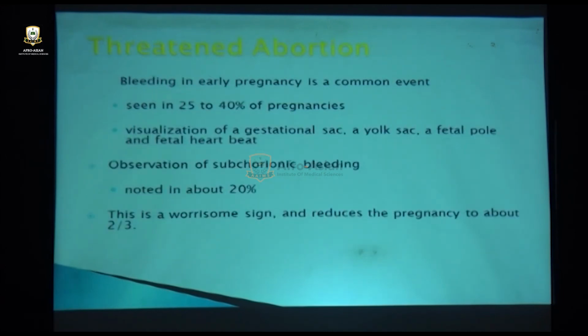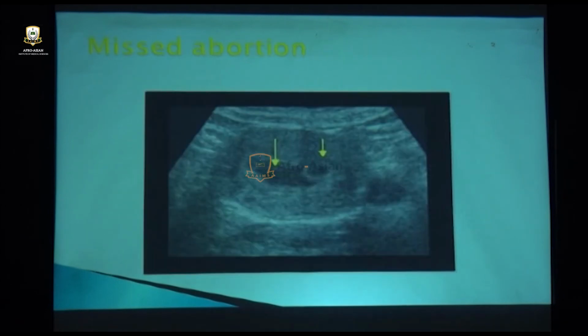Okay. Threatened abortion. Very often a patient starts bleeding in pregnancy, so in the first trimester you also have to look for threatened abortion. This happens in 25 to 40% of pregnancies. And observation of a subchorionic bleed, which I have already shown you, is a worrisome sign and reduces the pregnancy to about 2/3. That is, only 2/3 of pregnancies remain if this condition develops.